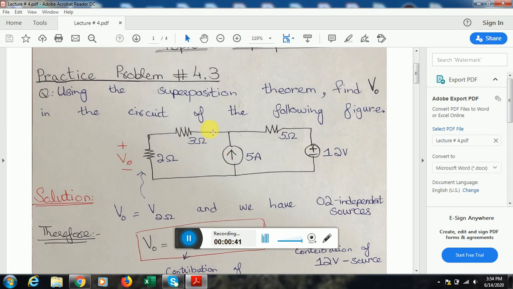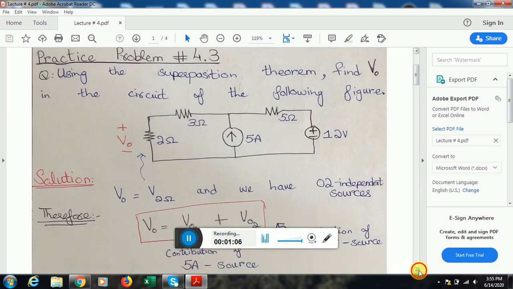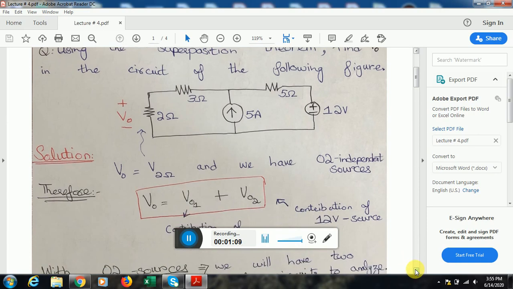So we'll start off with practice problem number 4.3. This states that we have to find V0. V0 is the voltage across the 2 ohm resistor, and this is the circuit we are given. Now if I'm confined to superposition theorem, then I know that I can see two independent sources. One is this 5 ampere current source and one is this 12 volt voltage source, and by superposition theorem I have to turn on one source at a time, however the rest of the sources will be turned off.